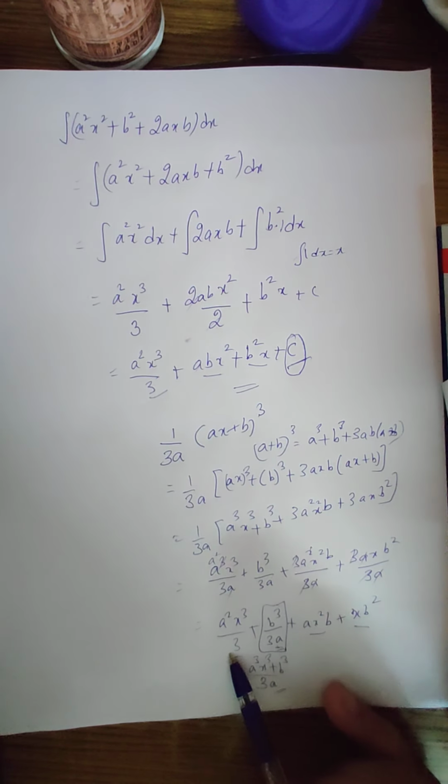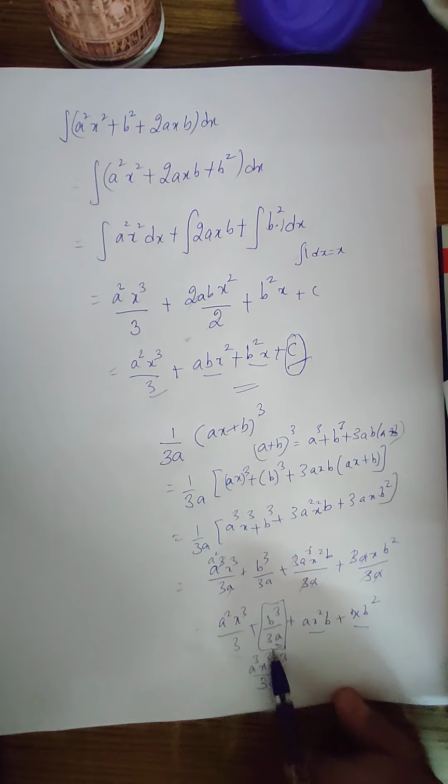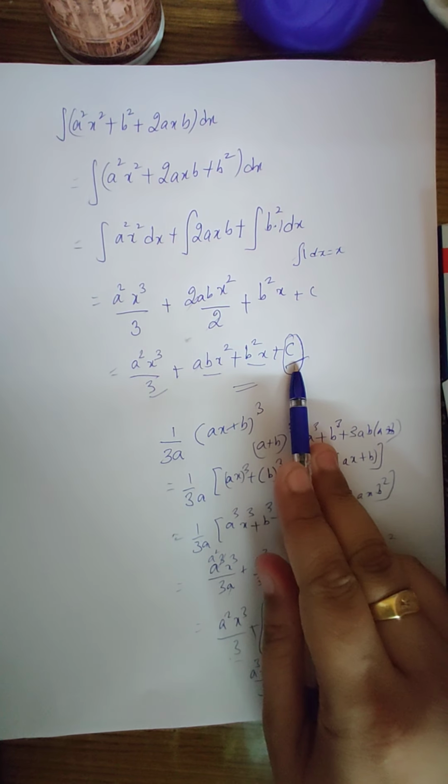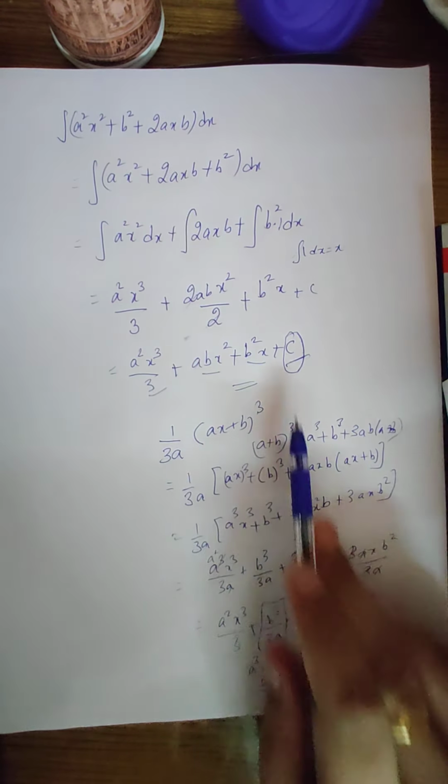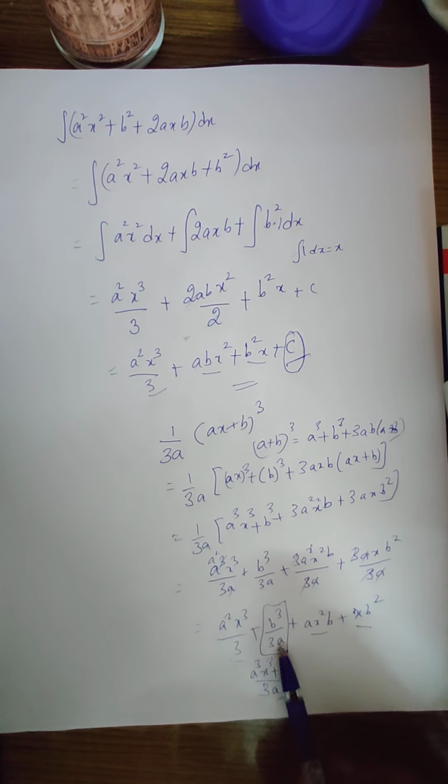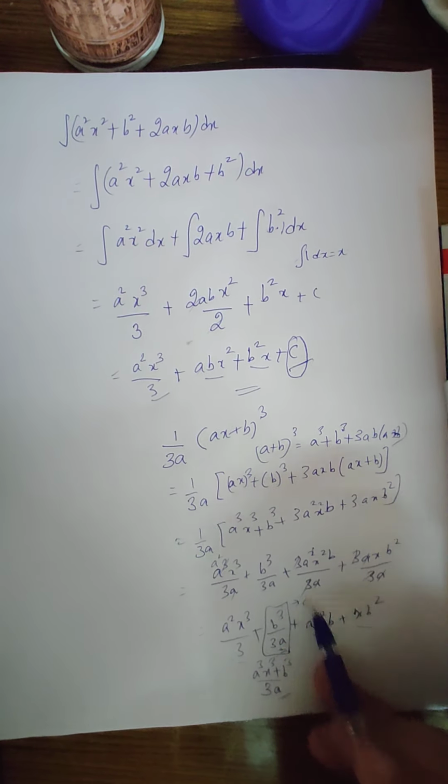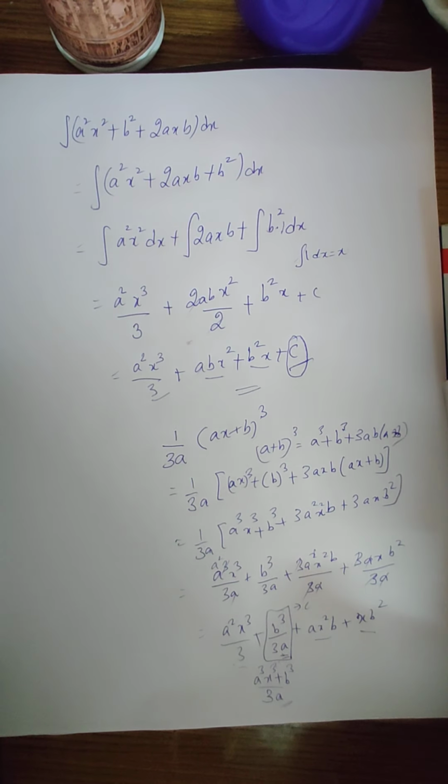So here a square x cube by 3, both are matching. So this constant of proportion was not involved here because I expanded here. Here that constant of integration does not have an x term, so it is treated as c. Is that clear, students? So both ways we can proceed.